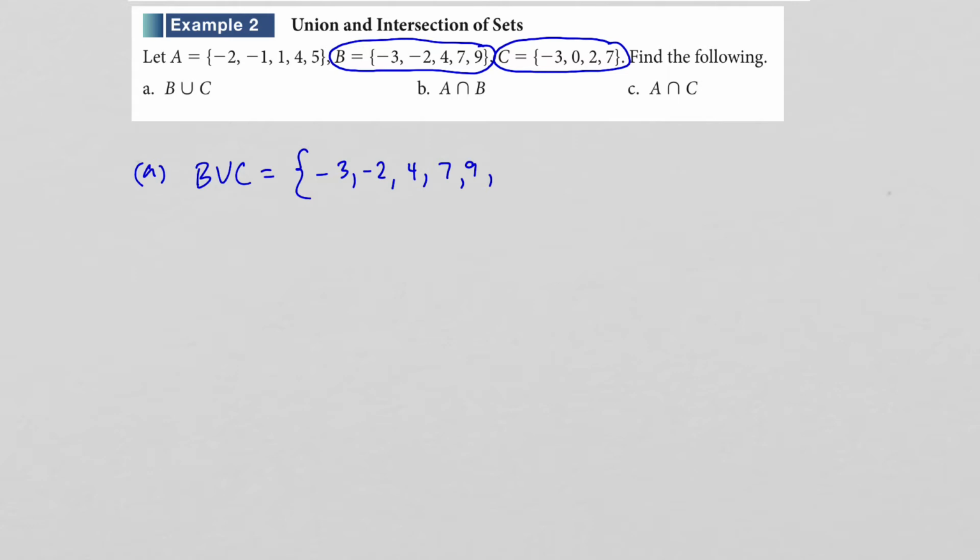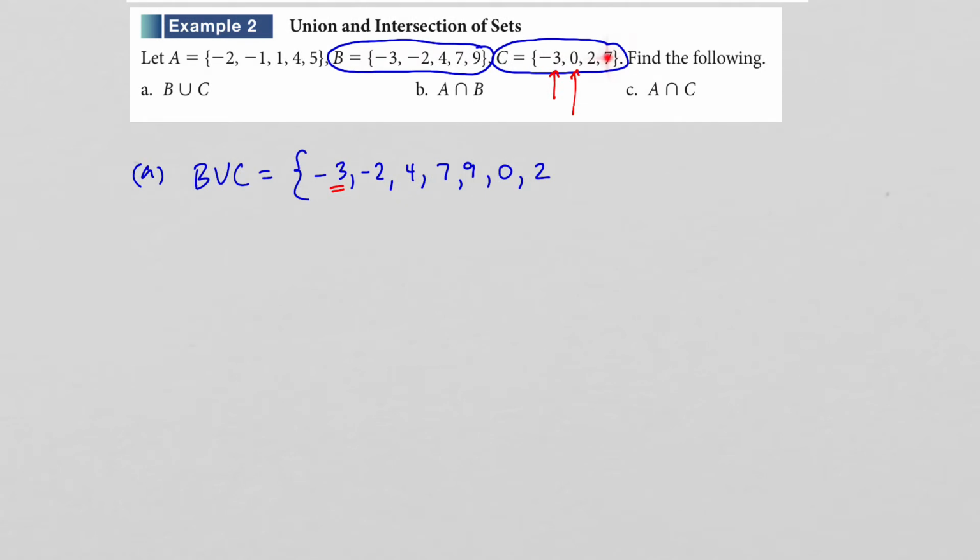So I want you to notice that the first element in C is -3, but we already have that listed here, so there's no need to list it again. Then we have 0, and notice that 0 is not listed, so we'll add that to our list. And then we have the number 2, which is also not listed in set B. And finally, we have the number 7 here, and 7 is already listed in B. You can see it right here, so we don't need to list it again. So the set B union C is a set consisting of the numbers -3, -2, 4, 7, 9, 0, and 2.